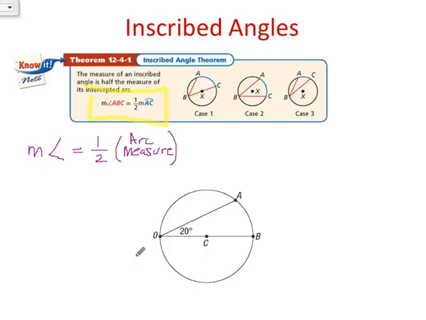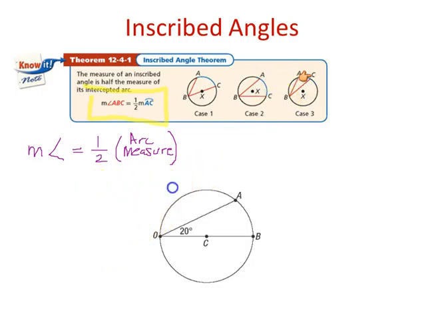So based on that, you can see the formula that was given here. All these angles are inscribed angles. They're angles within a circle. And all these angles are angle ABC. To find the measurement of any of those angles ABC, you would take 1/2 the arc measure of AC.